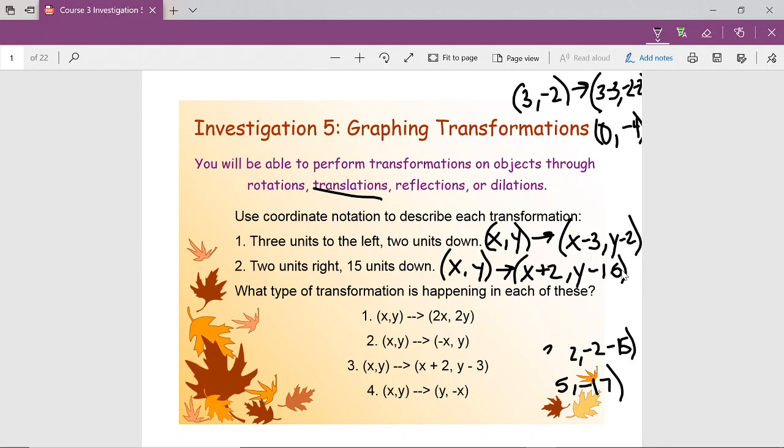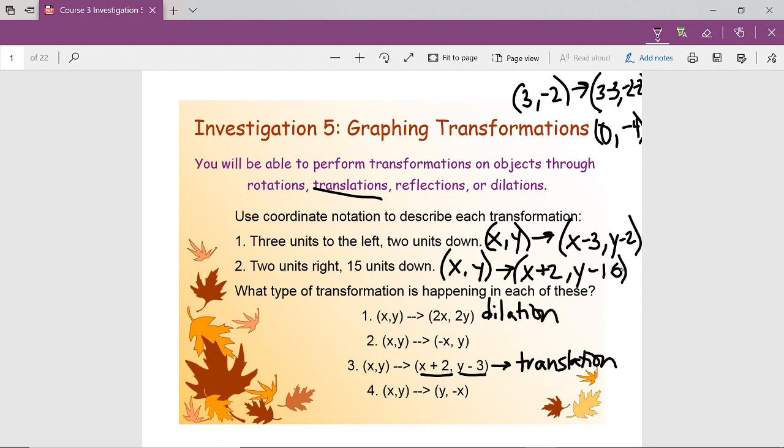Okay. Now, we also need to be able to identify which transformation we have based on the rules. So I can relate what I just wrote in 1 and 2 to this number 3 right here. This is saying that I would be going 2 to the right and 3 units down. So this would be considered a translation. Going back to number 1, 2x and 2y, each one of those I am multiplying by 2. This is getting bigger, so this is a dilation.